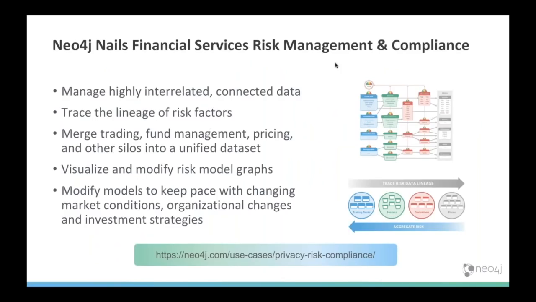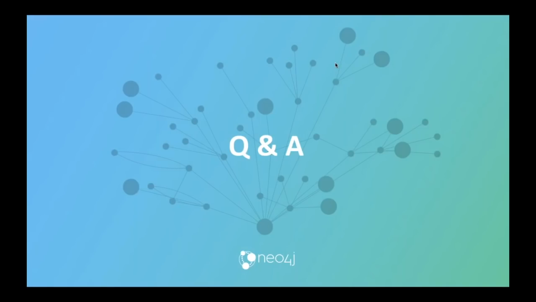Okay. So hopefully you've seen that Neo4j really is a great fit for risk management and compliance, managing highly related connected data in real time, tracing data lineage, visualizing that information, and really creating a system that can be used to help manage trading, fund management, pricing, and other data silos into one unified data set that can help you not only be compliant from a regulatory standpoint, but also put you in a great position for your day-to-day operations and running your business. And with that, we're ready for some Q&A if we have any questions.